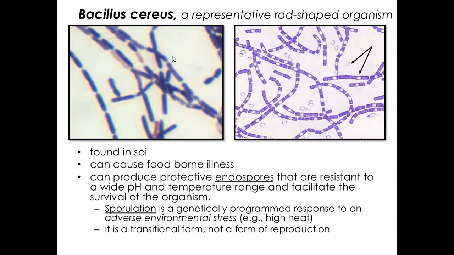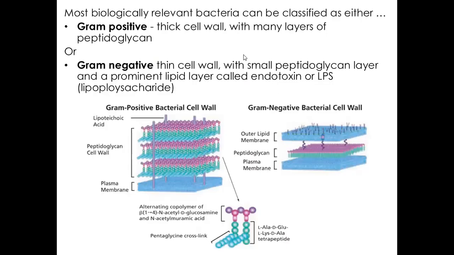So on the left, you can't see these endospores, but on the right, you put them in harsher conditions, they start forming these endospores. And these endospores will stay in this format until conditions are favorable again, so it can come back and grow normally. All right, it's not reproduction; it's just a response to environmental stress.